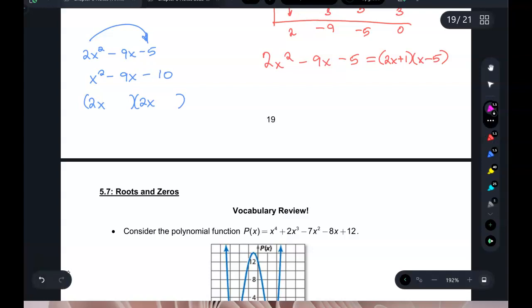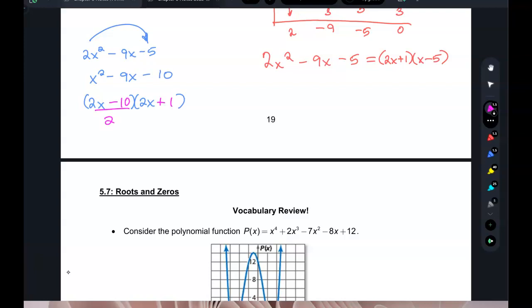Hey, I'm recording. Okay. What two numbers multiply together to give us 10? So it's going to be a minus 10. And then this one reduces, so that would be my x minus 5 and my 2x plus 1. So these are my remaining factors.